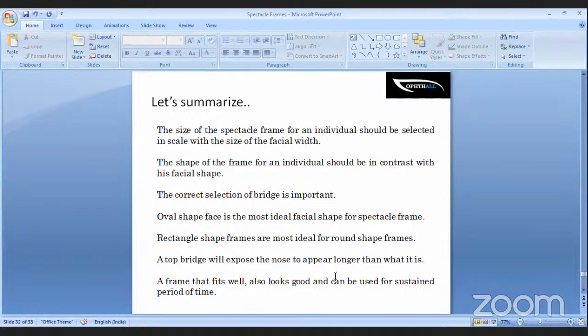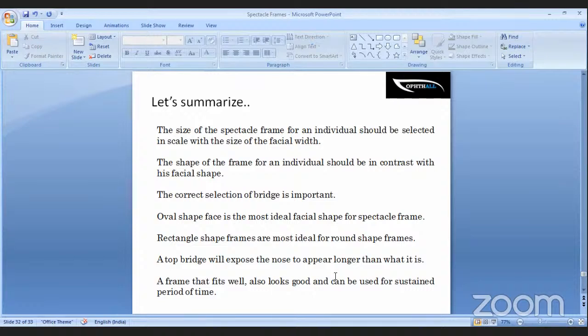So then vertex distance will change, and change in vertex distance means change in the effective power, which will affect the refractive correction of the kids. Besides that, kids are growing, their facial size increases, their facial shape changes with time, and it changes very fast. So in an ideal scenario, we should select one size larger than they require. There is one more reason behind this.